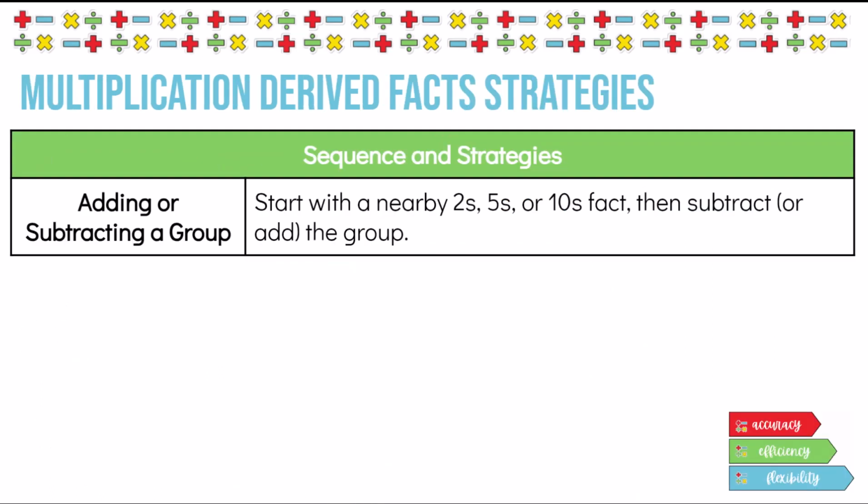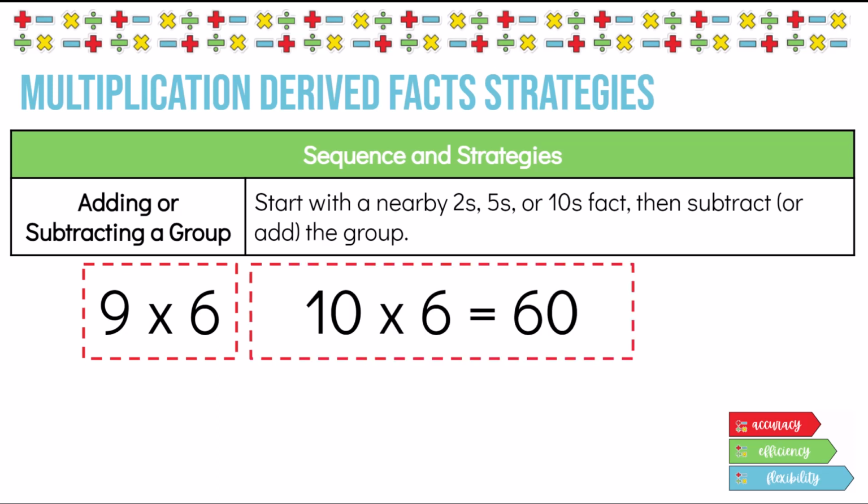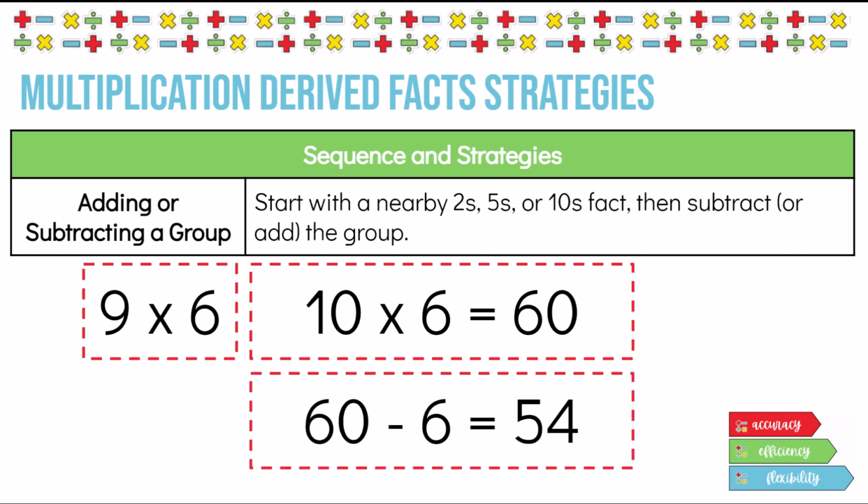The previous problem involving the ladybugs is an example of this derived strategy known as adding or subtracting a group. Students are able to start with a nearby 2s, 5s, or 10s fact and then add or subtract a group. For example, I might not know 9 times 6, so I can think, I do know that 10 times 6 is 60. Then I know I can subtract one group of 6 and get 54.